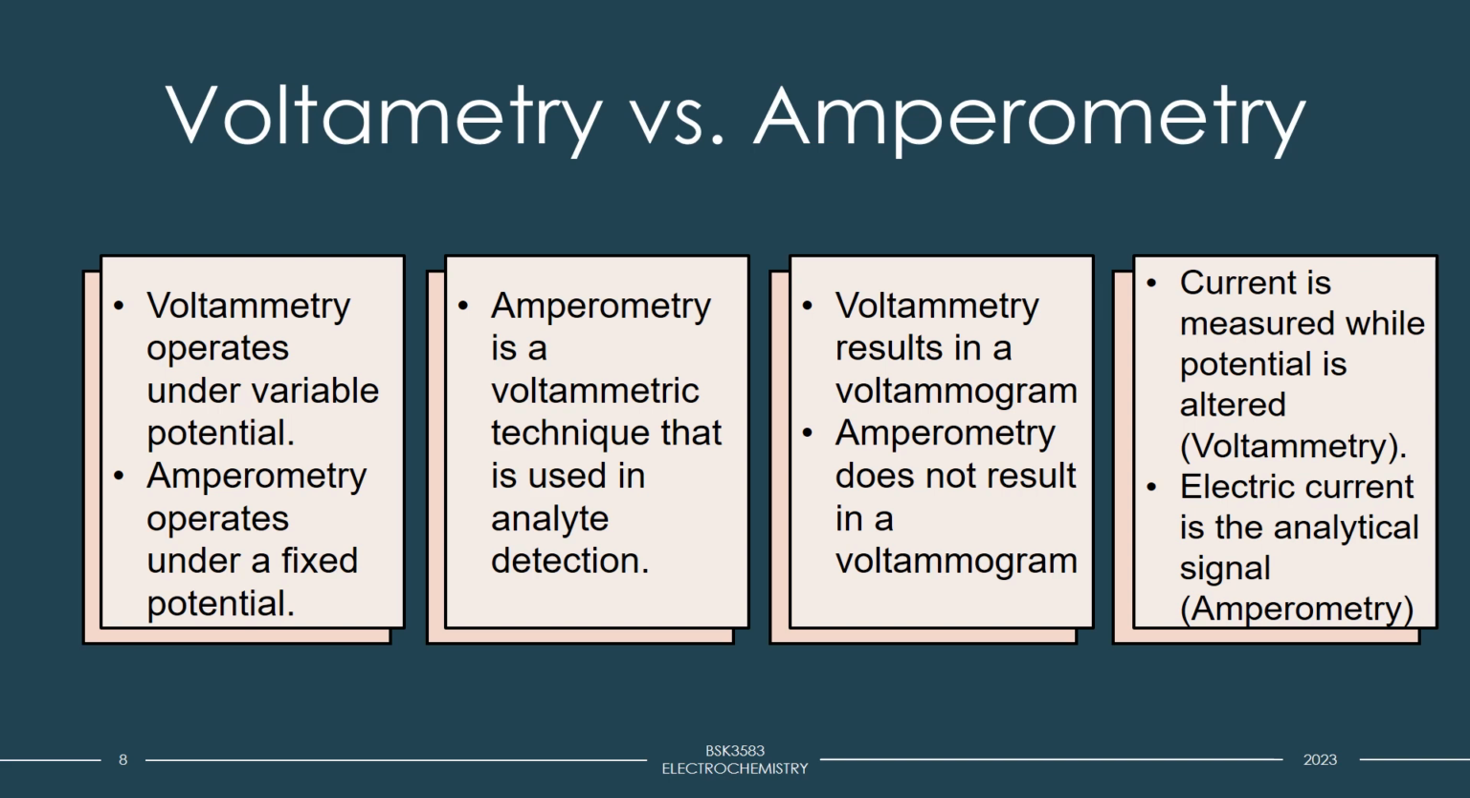I'm going to present to you about the application of amperometry. But before that, I would like to explain the differences between voltammetry and amperometry. The first one is voltammetry operates under variable potential, whereas amperometry operates under a fixed potential. Secondly, amperometry is a type of voltammetric technique that is used in analyte detection. Thirdly, voltammetry results in a voltammogram, but amperometry does not. And the last one is current is measured while potential is altered in voltammetry. Meanwhile, electric current is the analytical signal for amperometry.